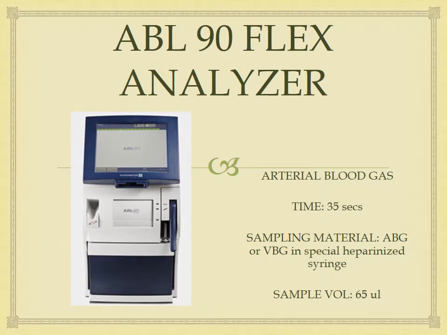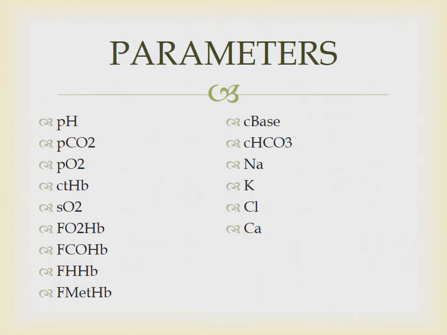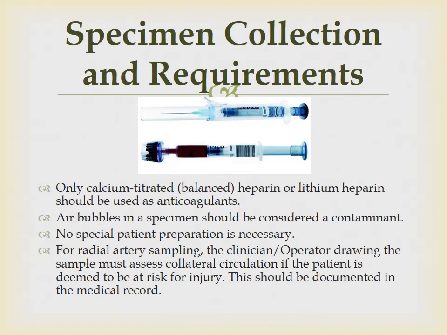The ABL90 Flex Analyzer for arterial blood gas requires a time of 35 seconds. Sampling material is ABG or VBG in a special heparinized syringe. Sample volume is 65. The consumables include solution pack, sensor cassette, thermal paper, and SafePico syringe. Check the following parameters. Specimen collection and requirements.